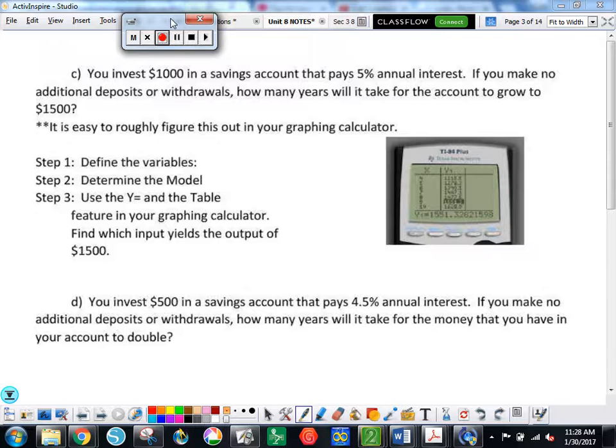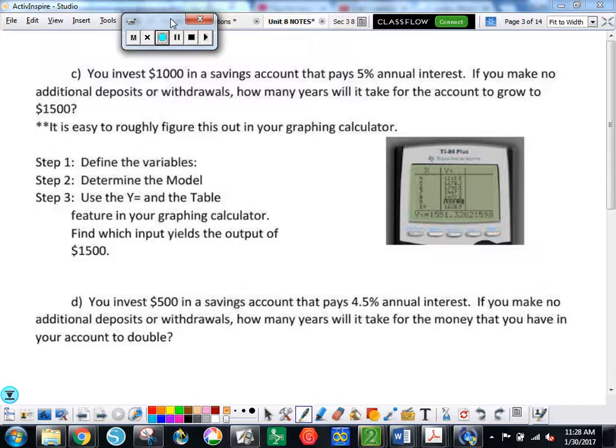Okay, part C. You invest $1,000 in a savings account that pays 5% annual interest. If you make no additional deposits or withdrawals, how many years will it take for the account to grow to $1,500? So, it is easy to roughly figure this out on your graphing calculator, so let's get that open.